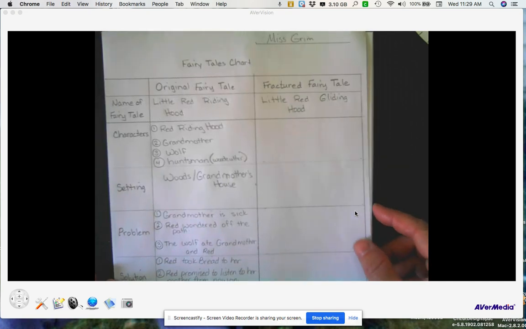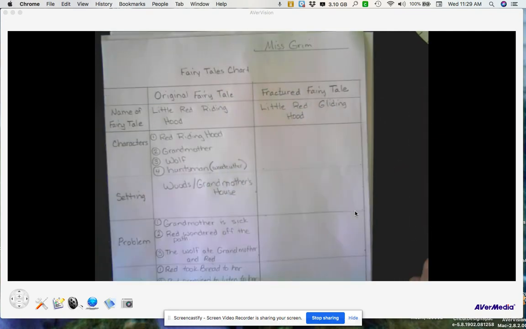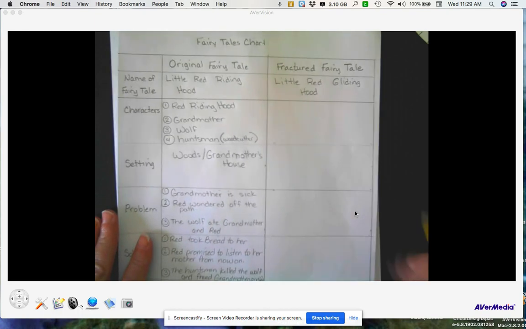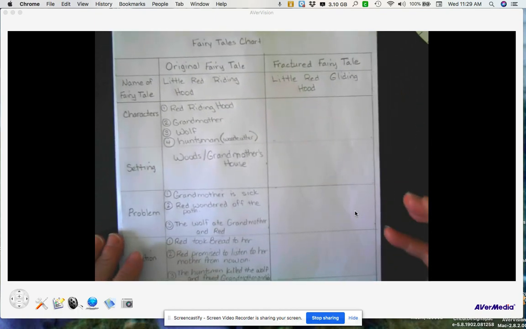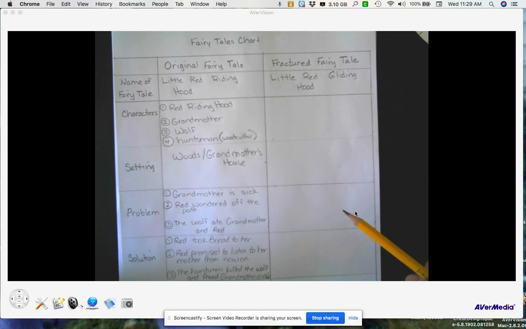Hi. So today we're going to finish filling in our fairy tale chart that you started earlier this week. So you should have the left side of the column filled out. Let's just check and see how you did. You can make changes if you think you need to. So the name, that's pretty easy. It's the title of the book.